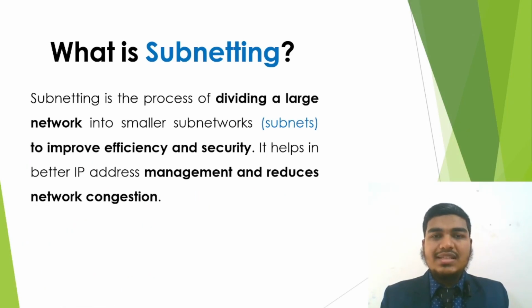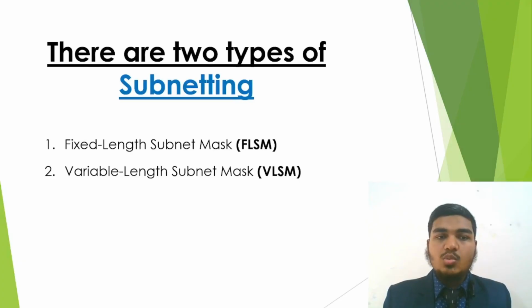Let's know what is subnetting. Subnetting is a process that divides a large network into smaller subnetworks. The main purpose of subnetting is to reduce network congestion and improve efficiency and security. There are two types of subnetting. One is fixed length subnetting, another is variable length subnetting, and these are known as fixed length subnet mask, also known as FLSM, and variable length subnet mask, also called VLSM.